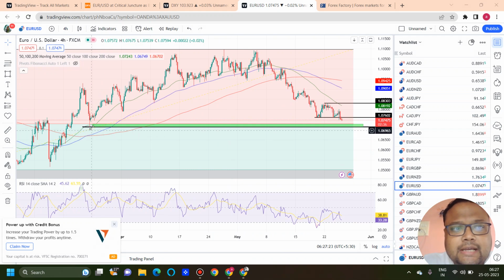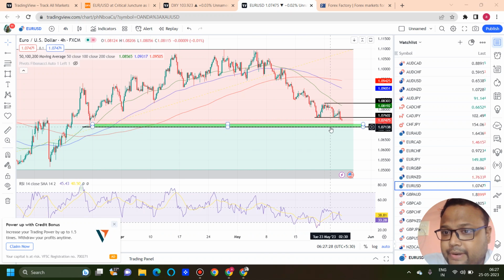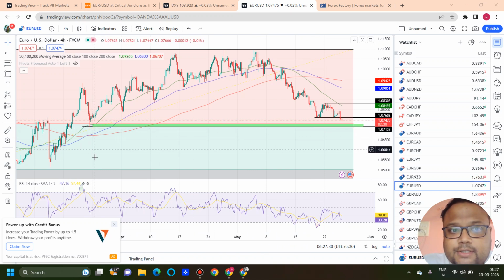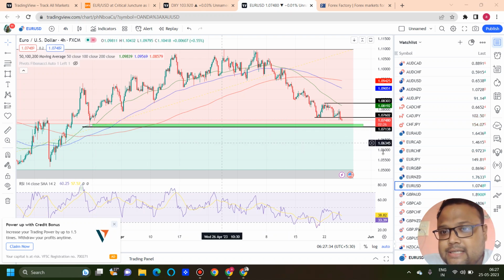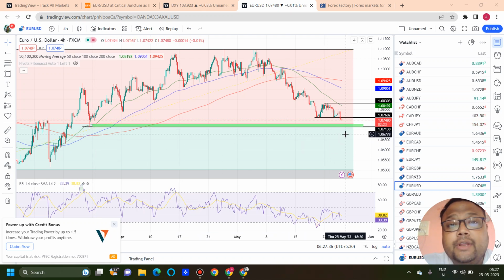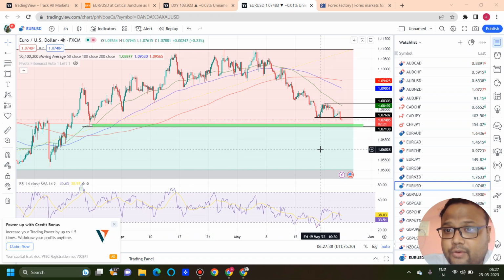Why? Because you can see that if EURUSD breaks this level here, there is no immediate support on the chart. Then there is a high chance that we may also get a free fall on the chart of EURUSD.